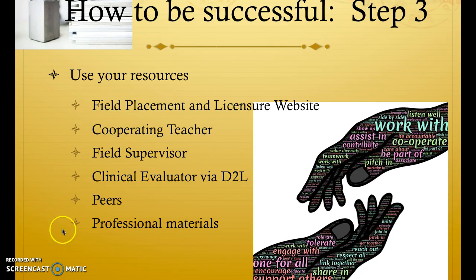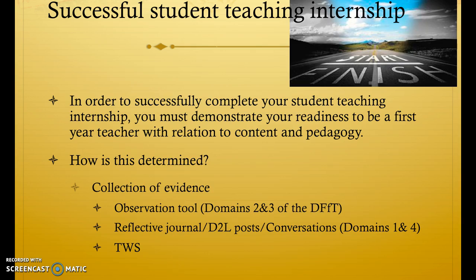And finally, those professional materials. There's an incredible wealth of professional materials out there. And so as tired as you are after those long days of student teaching, take the time to read some materials and resources. So our goal here is for you to be completely successful in completing your student teaching internship.